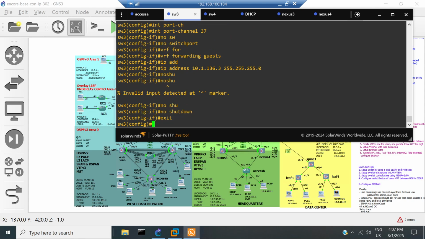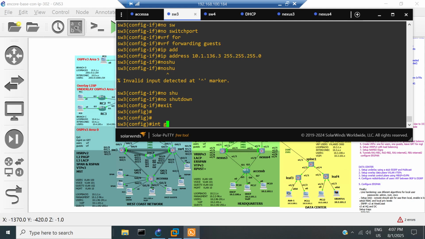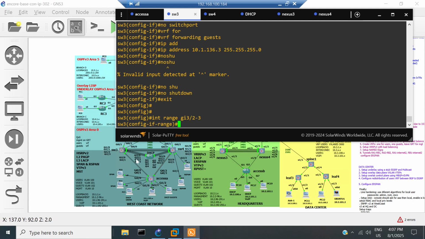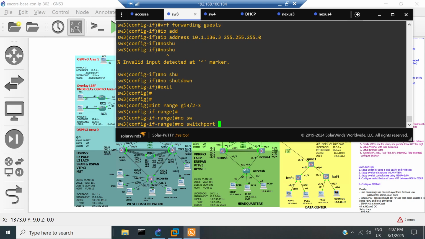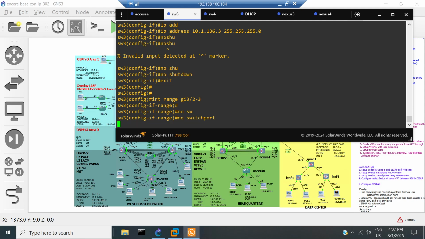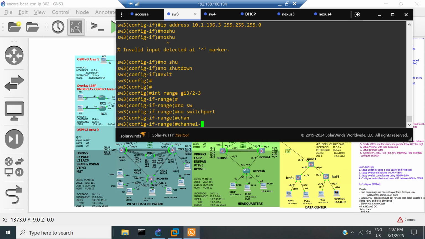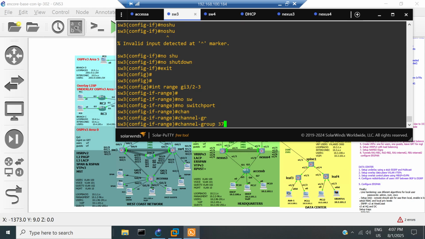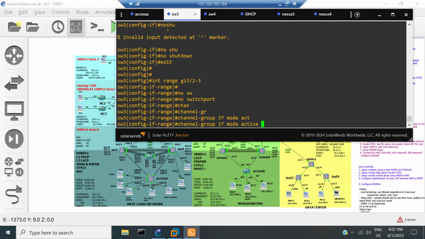And then I'm going to execute the channel group. Range gigabit 32 to 33. How do I know these are the interfaces? Because I am looking here at the diagram. Now no switchport to turn them into layer 3 ports, and then channel group 37 mode active.